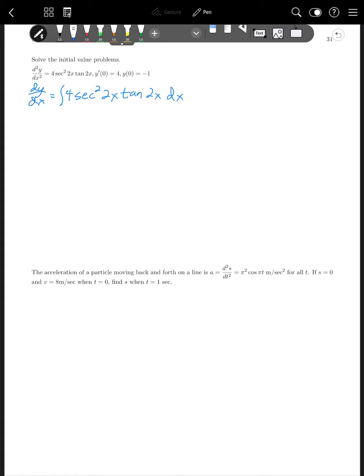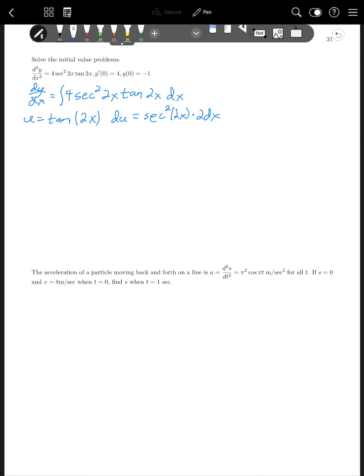So now we're just going to use the substitution rule to find that first derivative. We know that secant squared is the derivative of tangent. So if I'm going to substitute for one of these, I'm going to want to substitute for tangent. If I let u be tangent of 2x, then du is, if I take the derivative, secant squared 2x, and then times the derivative of the inside, because I have to use the chain rule.